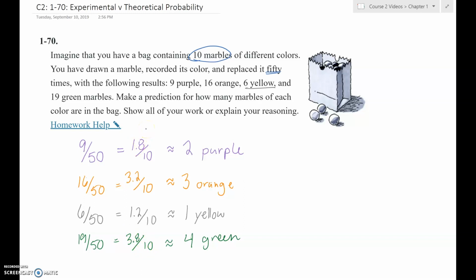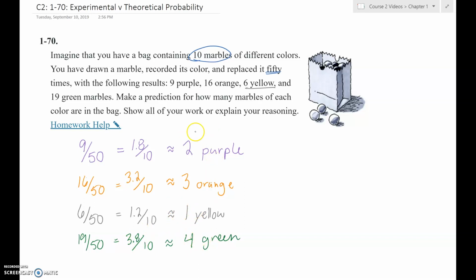They're full marbles. So then I looked and I said, okay, so what's my best estimate then? And I said, 1 8/10, that's really darn close to 2. So I'm going to say that there's 2 purples. And 3 2/10, let's round that one down to 3 oranges. And 1 2/10, let's round that to 1. And 3 8/10, let's round that to 4.